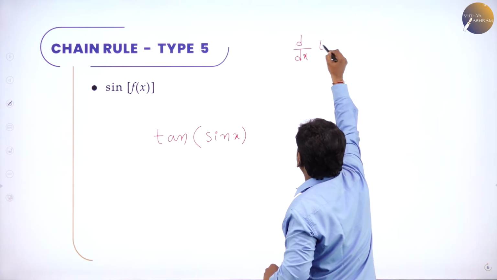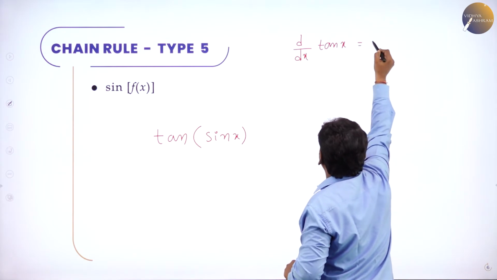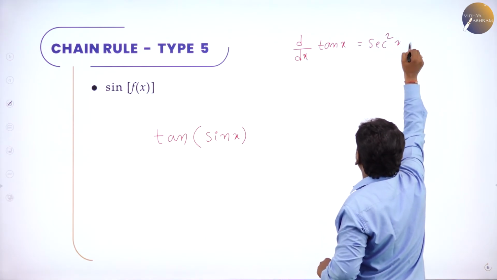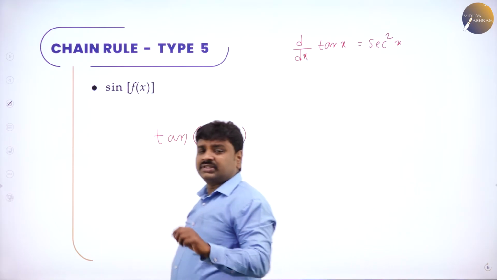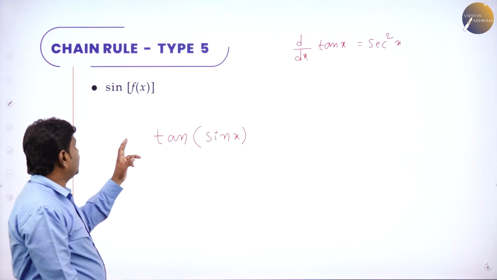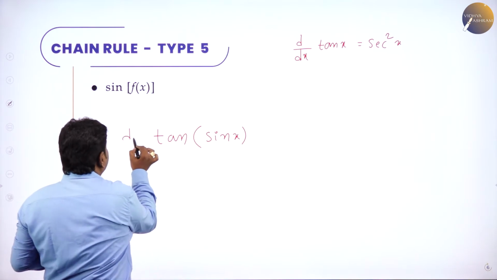What is d by dx of tan x? D by dx of tan x is secant square x. What is d by dx of tan x? Secant square x. Now d by dx of tan f of x.